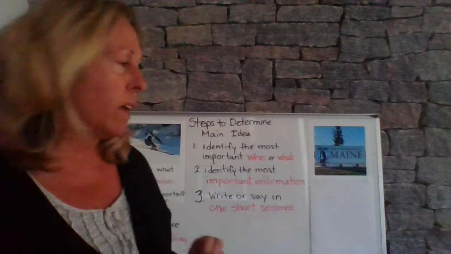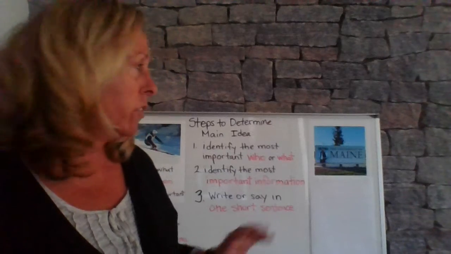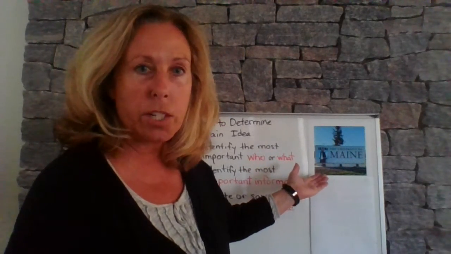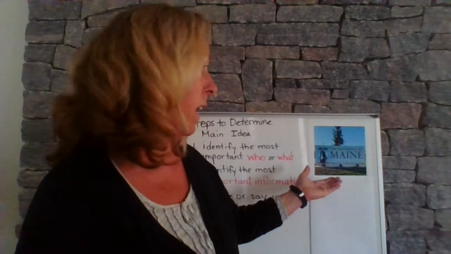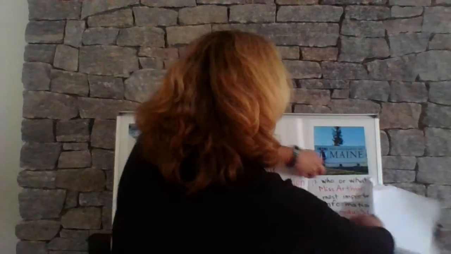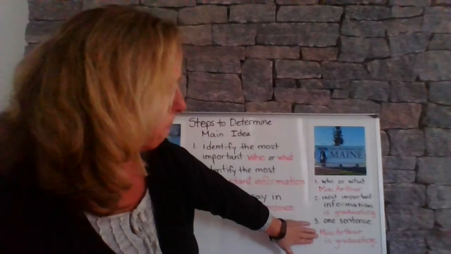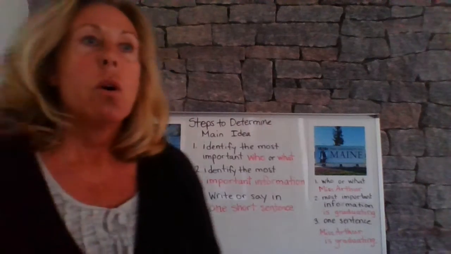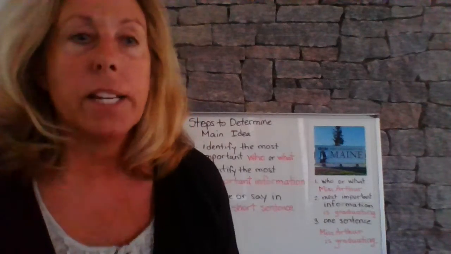So then the second step is identify the most important information. So when you think about what's happening in this picture, the most important information is she's graduating. This is Miss Arthur when she graduated last year. So when we put it into one short sentence, we read it like this. Miss Arthur is graduating. So we can use these 3 steps when we're trying to determine the main idea.